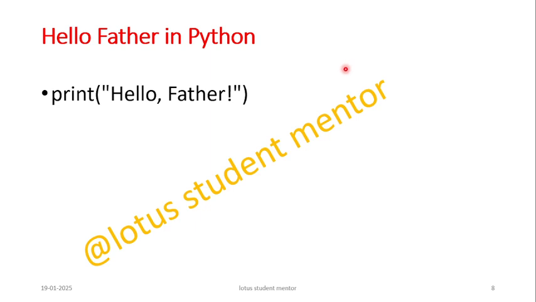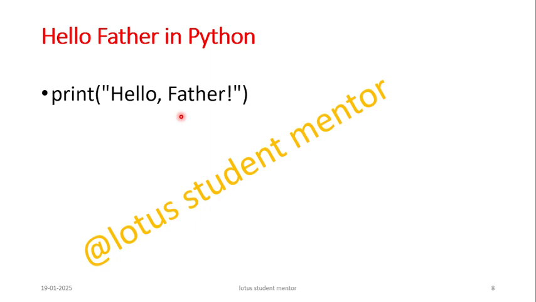Then you have to go for the system.out.println statement, where you have to type hello father, then close with two closing curly braces, having begun with two opening curly braces. Like that you have to go. But whereas in Python, if you want to execute the program to print hello father, it is so simple.